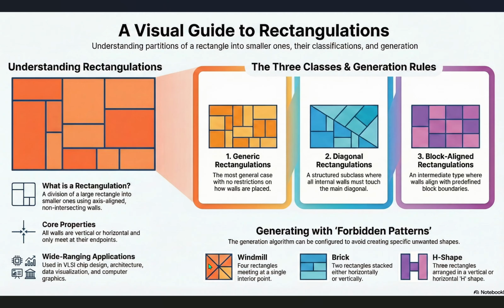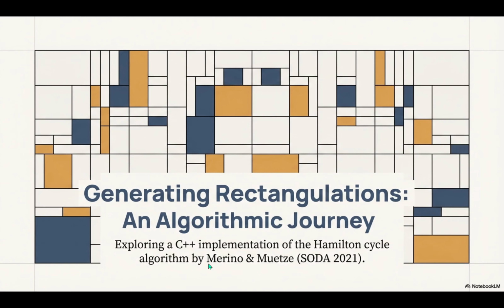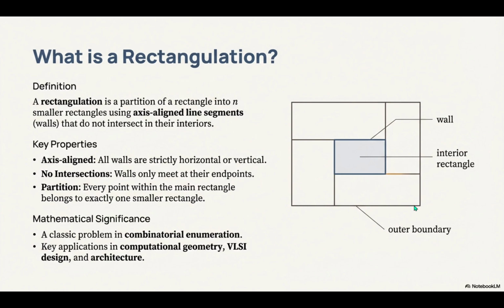It's called combinatorial enumeration. And when we say rectangulation, what we mean is taking a big rectangle and partitioning it into smaller ones, using only straight horizontal or vertical cuts. The researchers call them walls. And the one strict rule is that these walls can't cross each other in the middle. They can only meet at their endpoints.